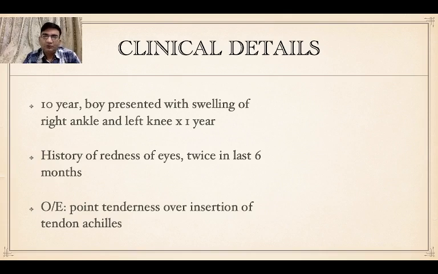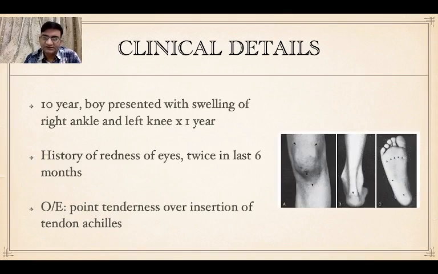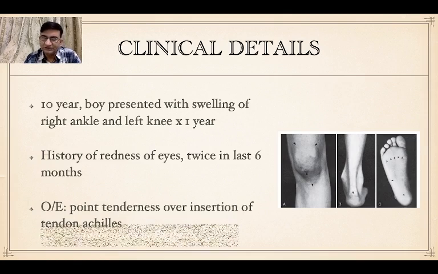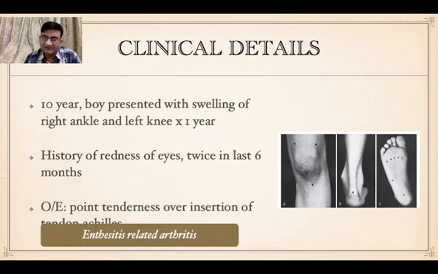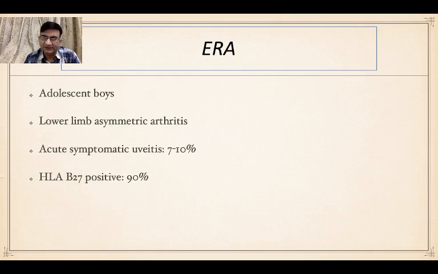Now we have a 10-year-old boy who presented with swelling of right ankle, left knee, which is there for 1 year. There is a history of redness of eyes twice in last 6 months, and on examination, we found that he had point tenderness over insertion of tendo Achilles. So this is a characteristic. So you must make note of the age of the child, the gender of the child, history of redness of eyes, and tenderness over insertion of tendo Achilles. So this is classical enthesitis related arthritis.